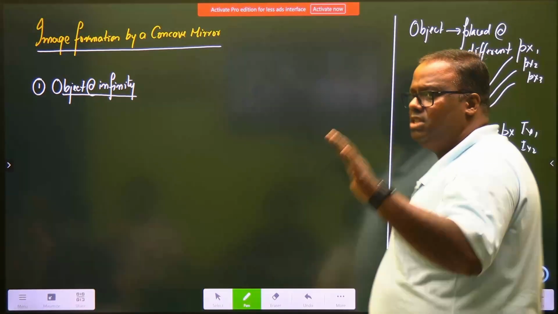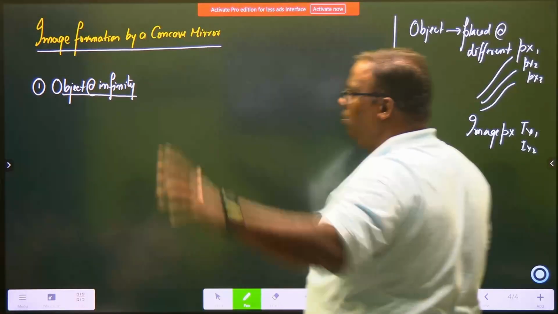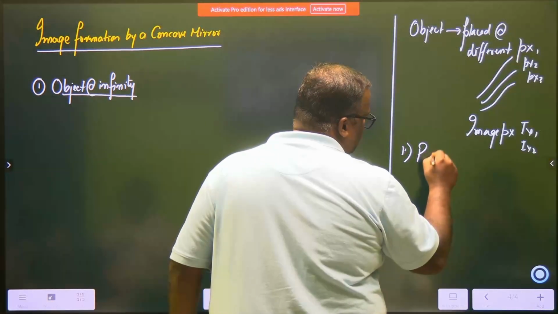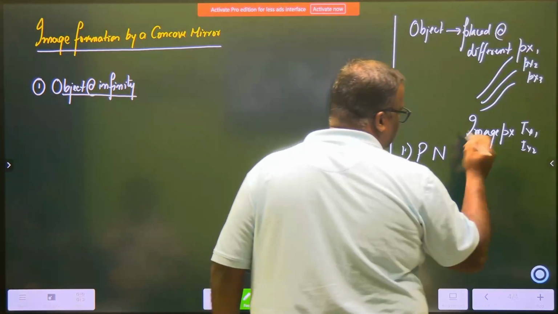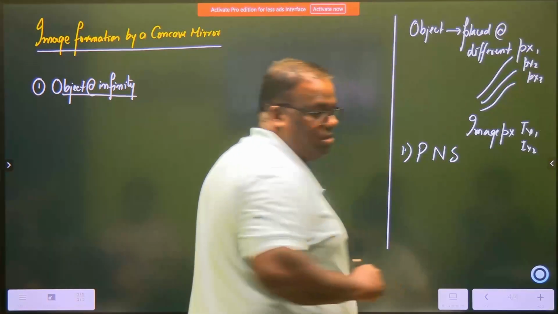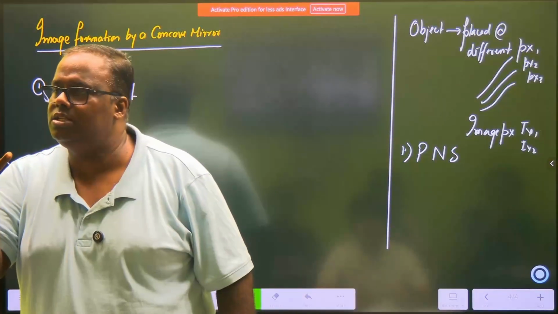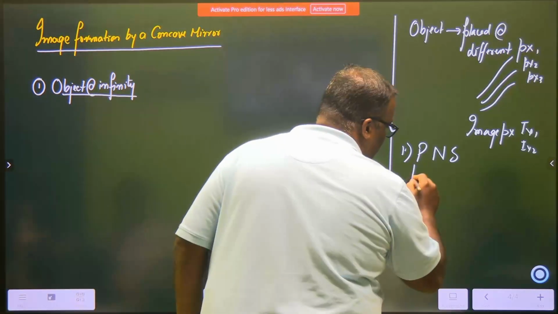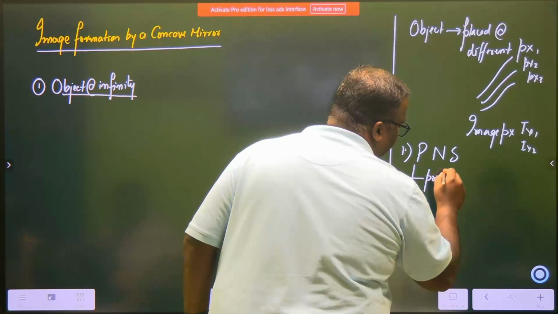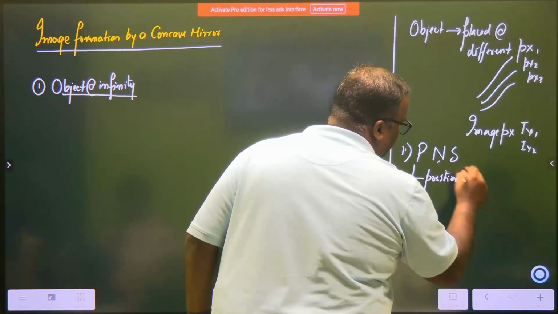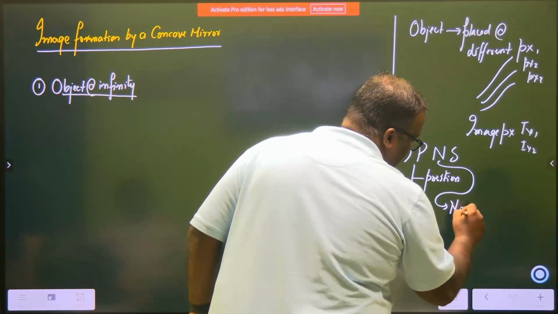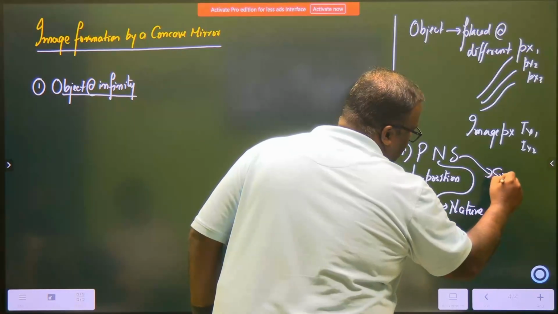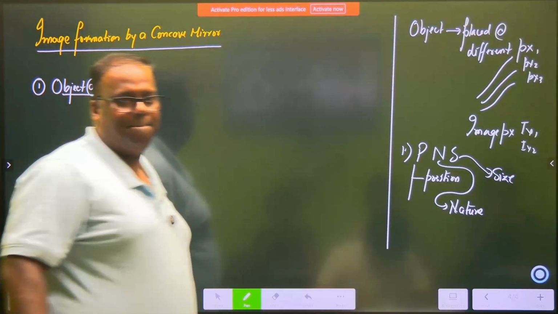In all these scenarios and problems, all we are supposed to say is PNS: position, nature, and size of the image. That's all. You have to comment on position. You have to comment on nature. You understand? Nature means nature.